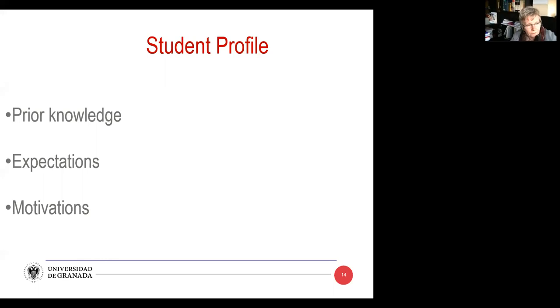And the rest of them really want to be professional translators. We need to be aware of those different motivations if we are not to alienate one part of the classroom as we attend the other. So again, attention to diversity in this aspect of what we're doing.